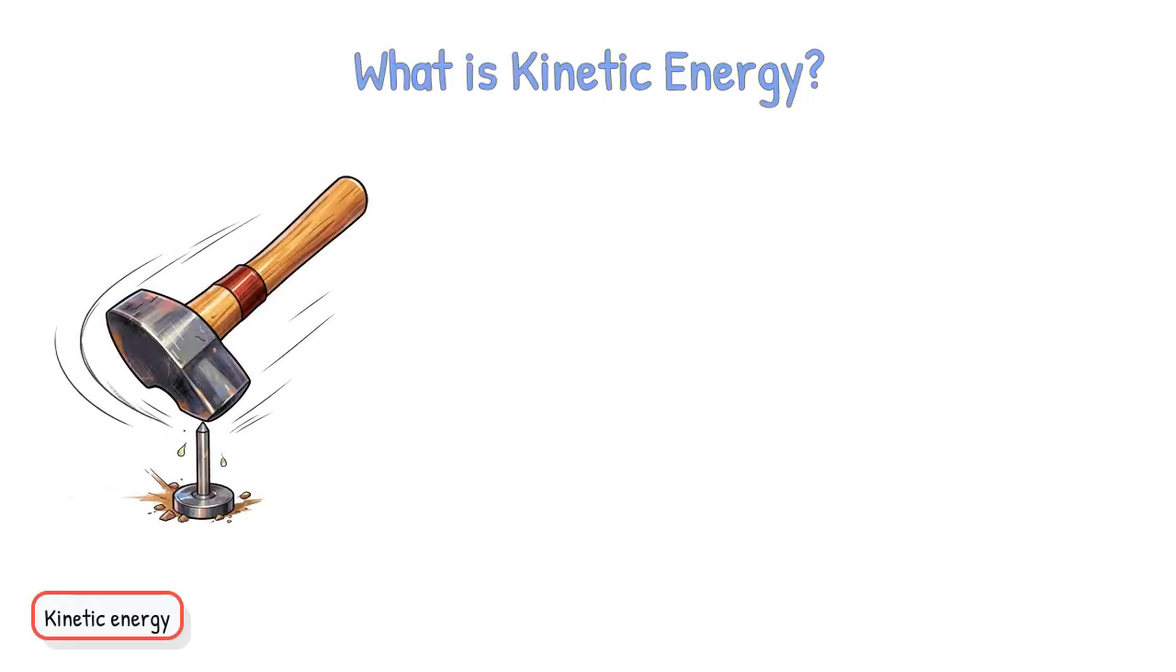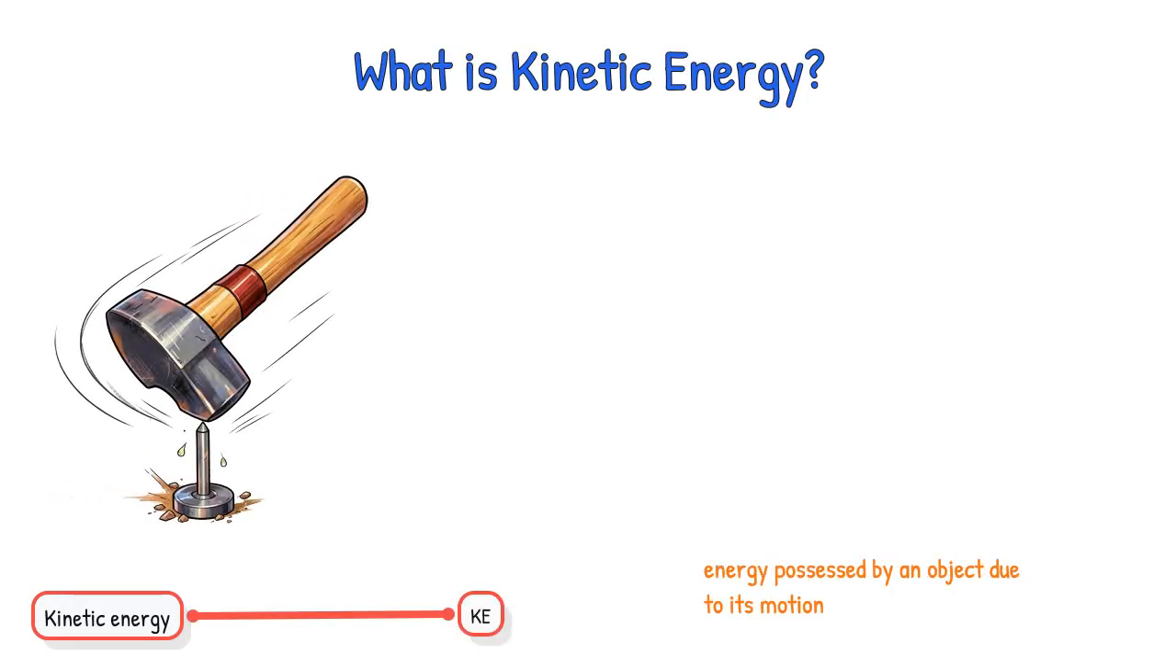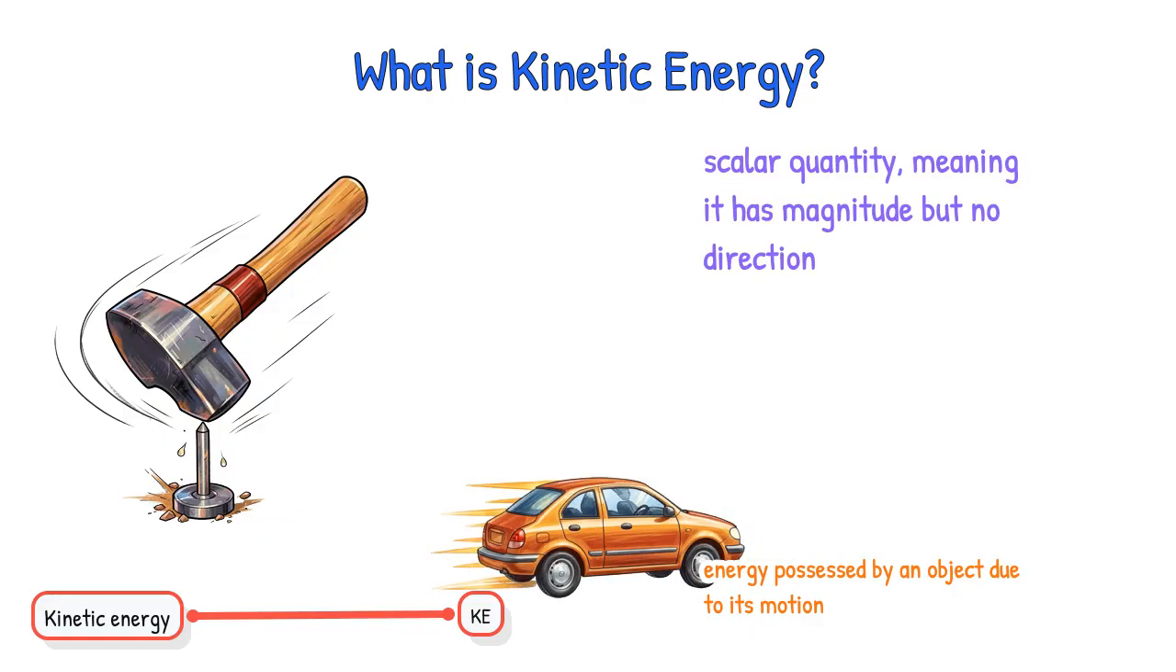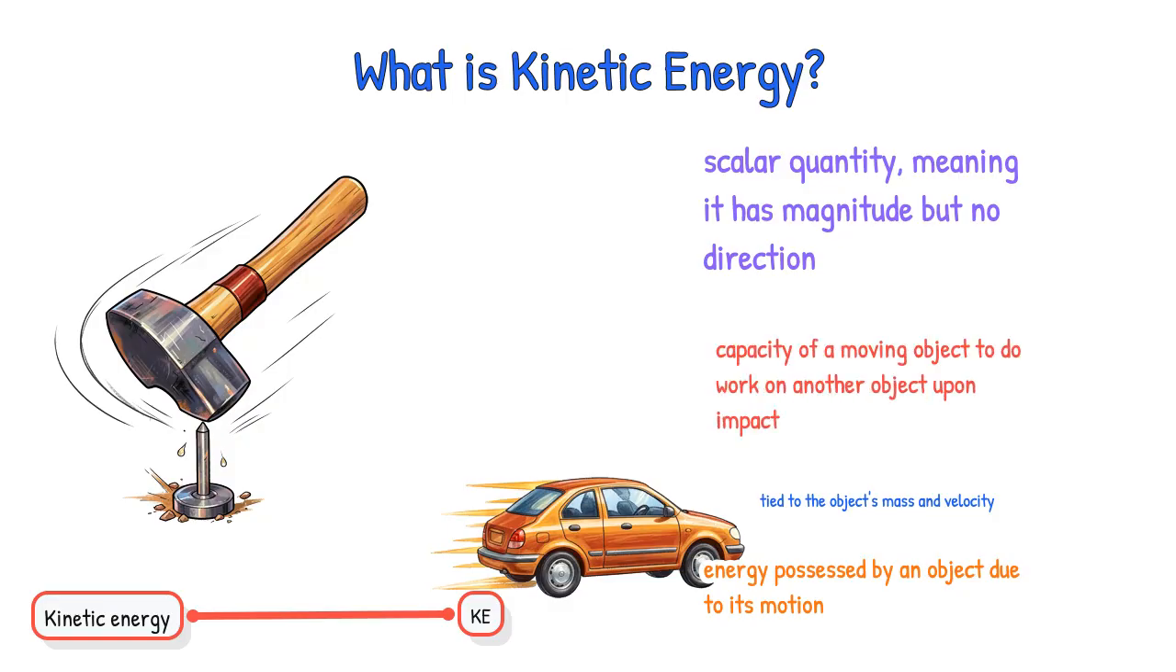Kinetic energy, often abbreviated as Ke, is the energy possessed by an object due to its motion. It is a scalar quantity, meaning it has magnitude but no direction. Kinetic energy is fundamentally tied to the object's mass and velocity. This energy represents the capacity of a moving object to do work on another object upon impact or interaction, for example, a moving hammer driving a nail.